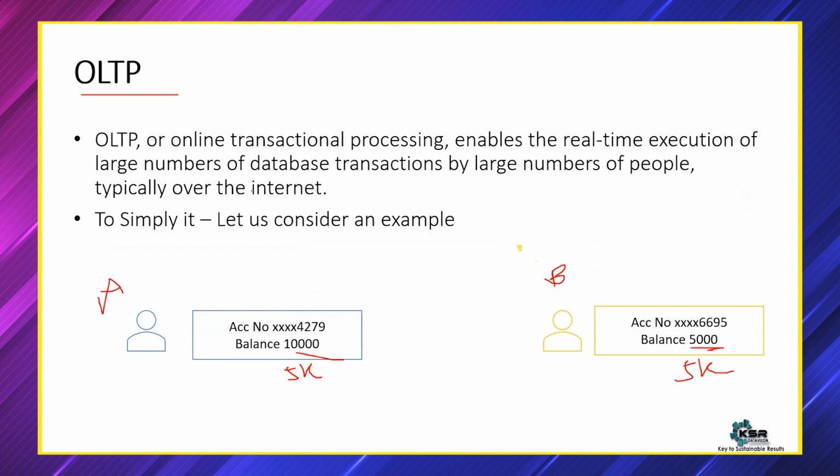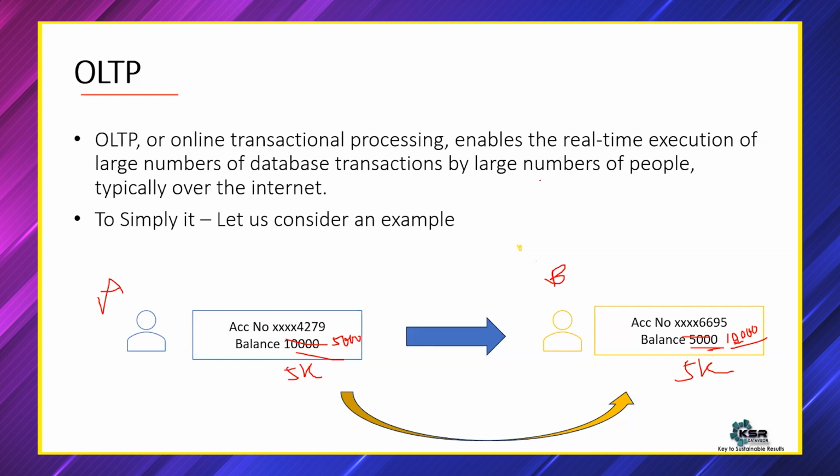Coming back to OLTP, if you're trying to transfer an amount, there is a movement of data from person A to person B. There is a subtraction here. He's trying to transfer 5,000. At a certain time, if he has transferred, this balance would be updated to 5,000 and person B's balance would be updated to 10,000. That processing of information is a transaction going on between these two people. That transaction is called online transactional processing.